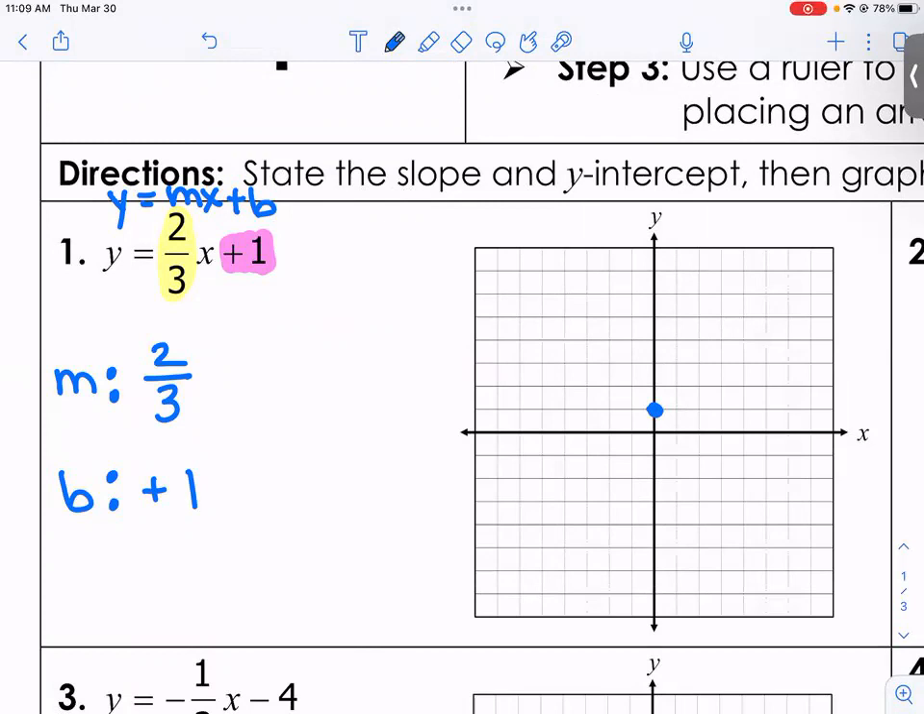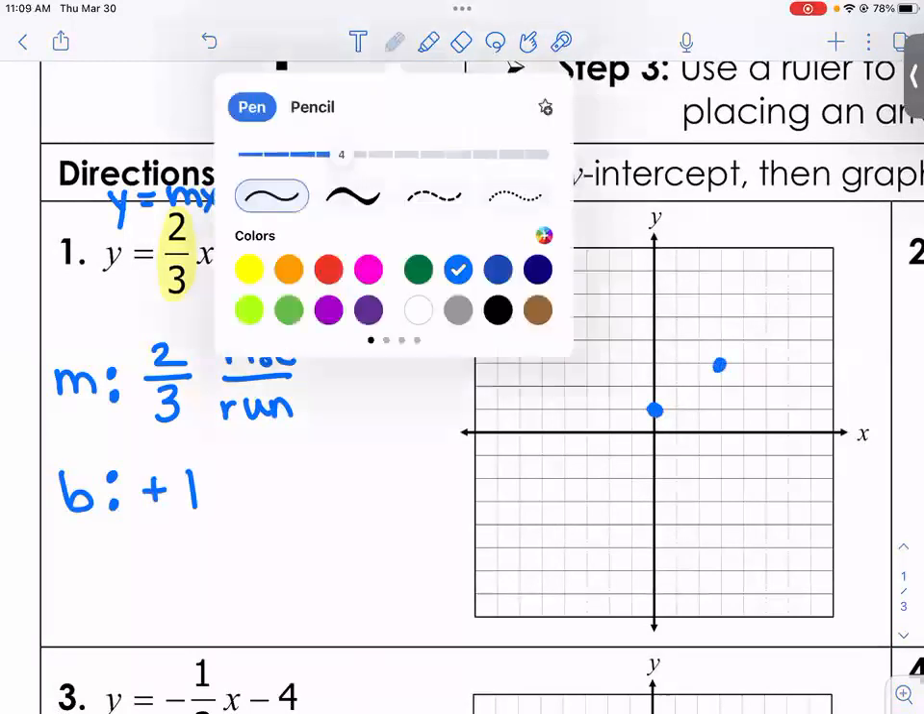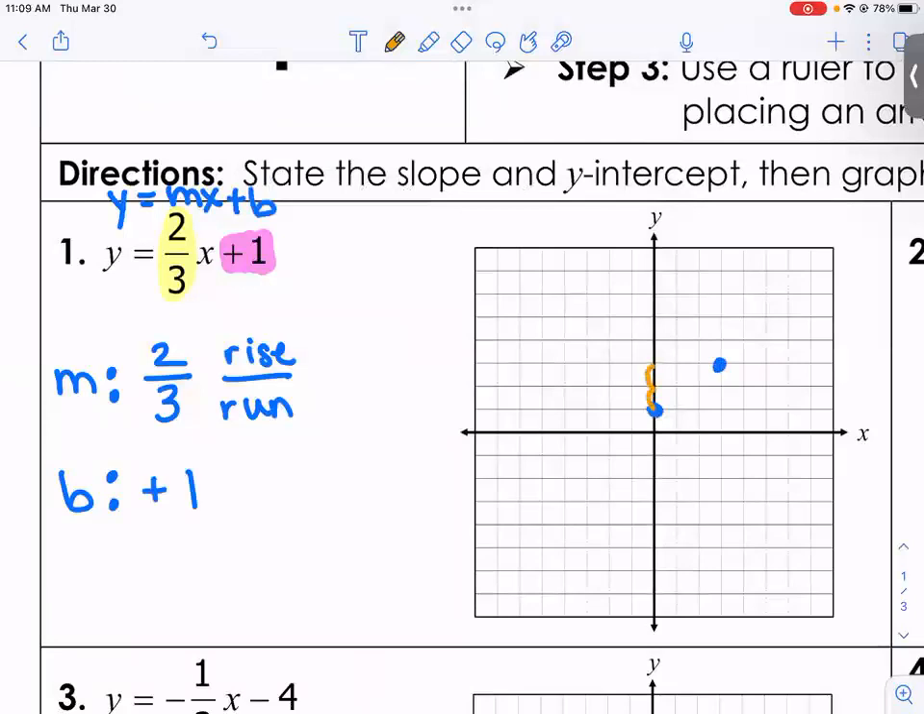Okay, then it says, hey, we have a +2/3 slope. So we need to go up 2 over 3. So this is our rise over run. So from this point that we already have, you guys are going to like this. We're going to go up 2 and right 3. I do that in the orange. Up 2, right 3. And we're going to draw a point there. We're going to do it again. Up 2, right 3. And we're going to make another point.